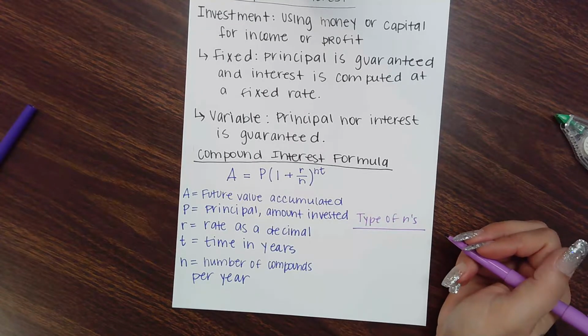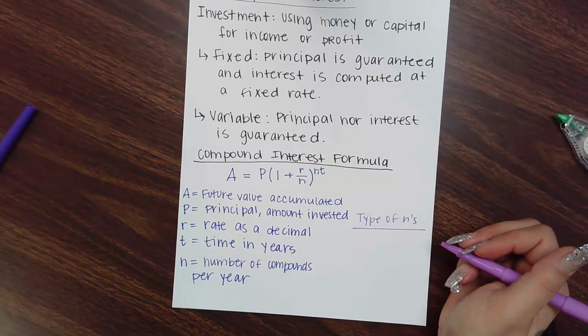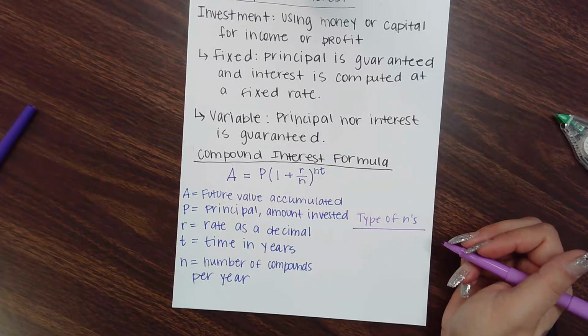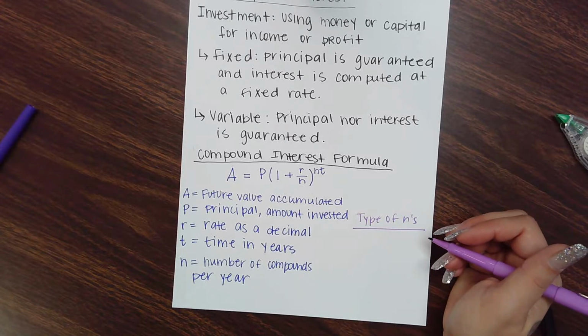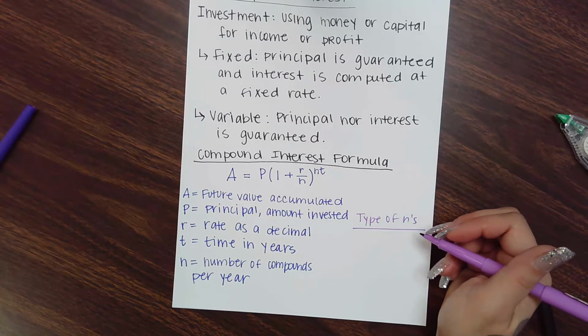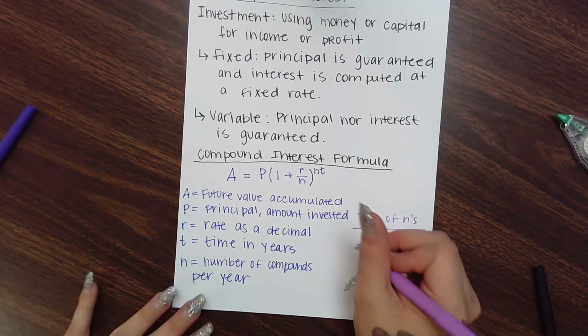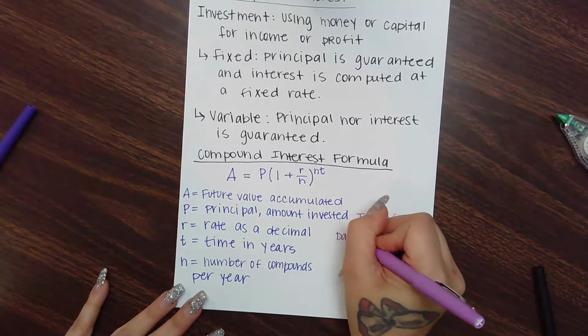If you have a problem where you are investing so much money at this rate for this many years, compounded daily, right? That daily is what determines what our N would be.